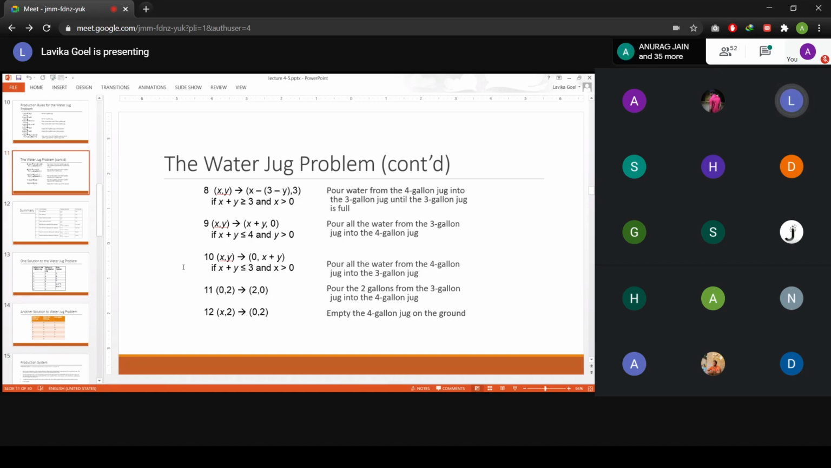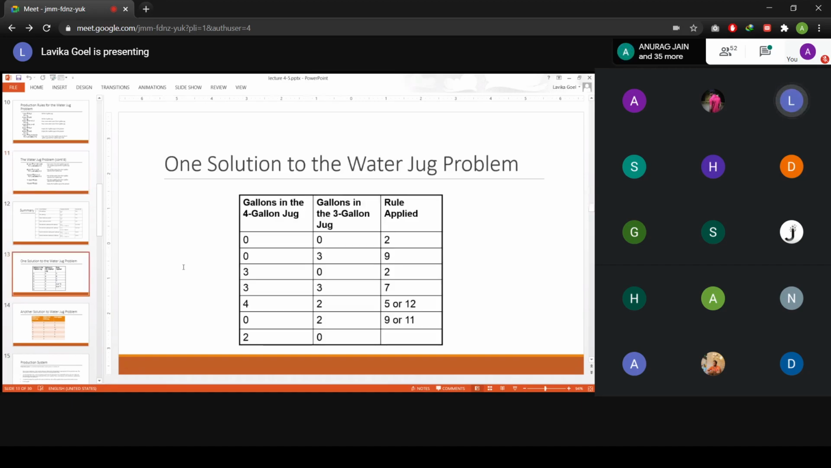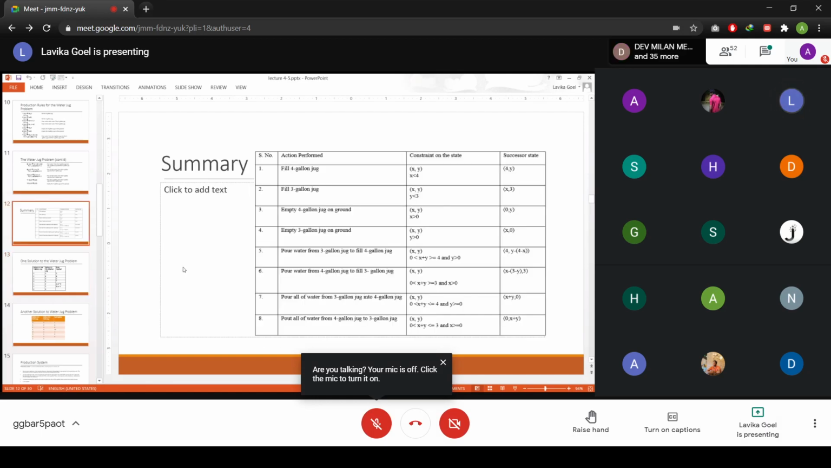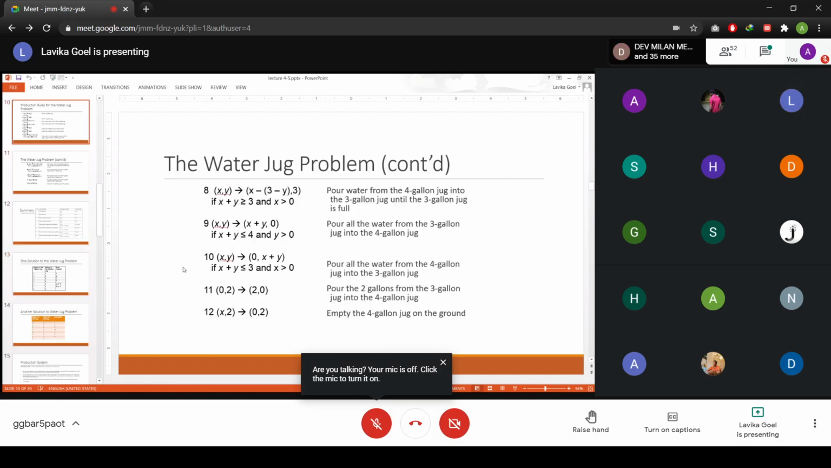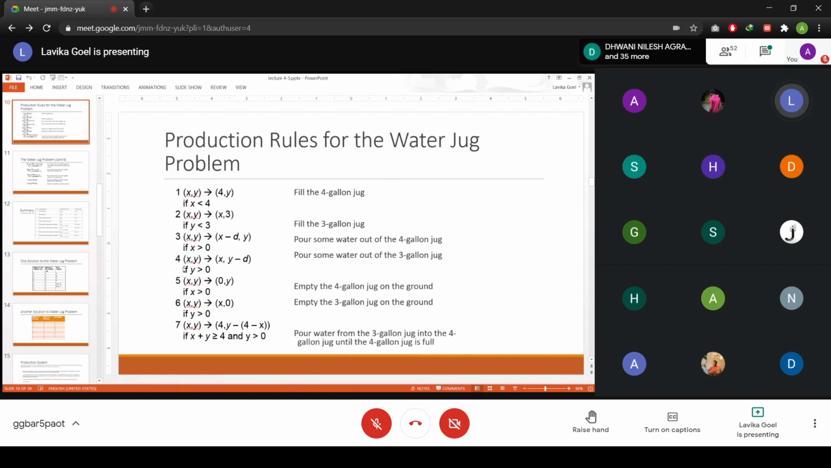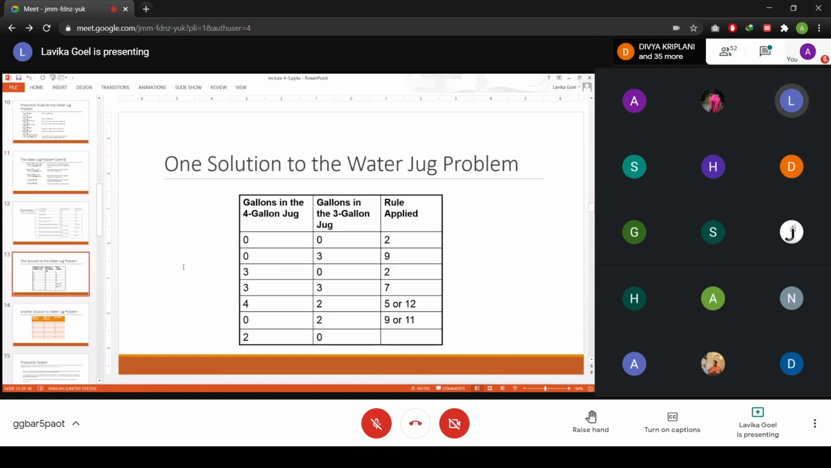Then again you fill the 3-gallon jug. So that is again rule number 2. So you get 3,3. Now from this 3,3 you are pouring the water from 3 to the 4-gallon jug until the 4-gallon jug is full. So that is which rule? It's actually rule number 7. So in 7 you are pouring the water until the 4-gallon jug is full. So that is rule number 7. So when you apply rule number 7, you get the state 4,2.